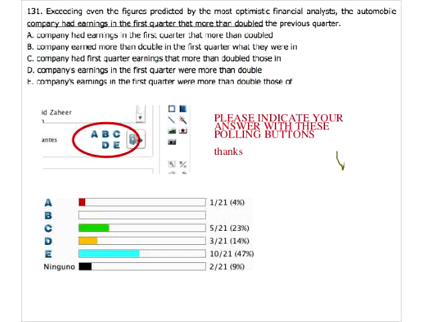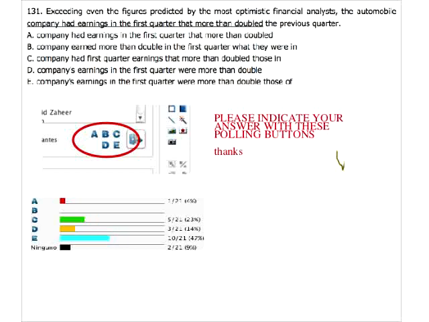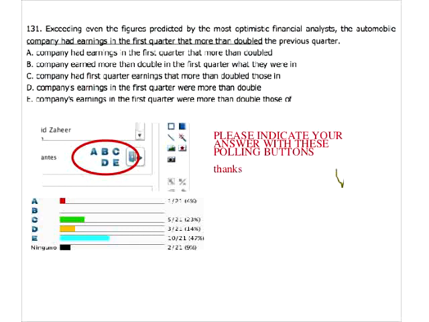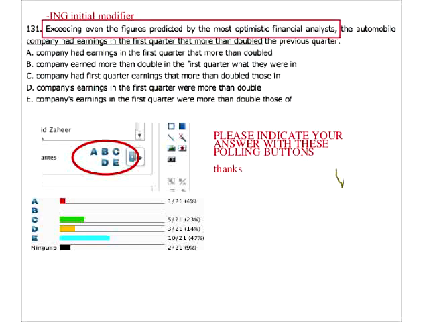Okay, again, when you have these initial modifiers, they have to modify the following subject. They have to be talking about the following subject. So this is another one that starts with -ing. So this is exceeding even the figures predicted by the most optimistic analysts. So tell me, please, in the text box, what is the only thing that can reasonably exceed other figures?